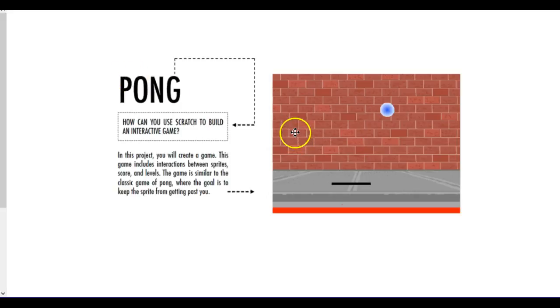In Pong, we have collisions on the walls. We have collisions on the paddle. And then we have a collision on this bottom line here that ends the game. So we have really three different types of collisions that we have to deal with in this game.